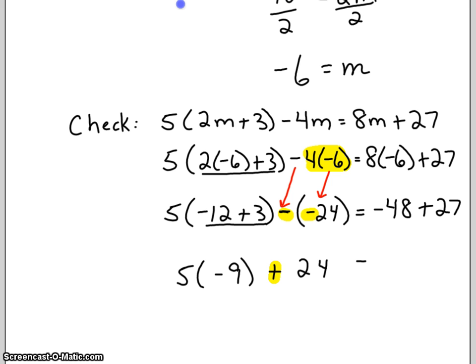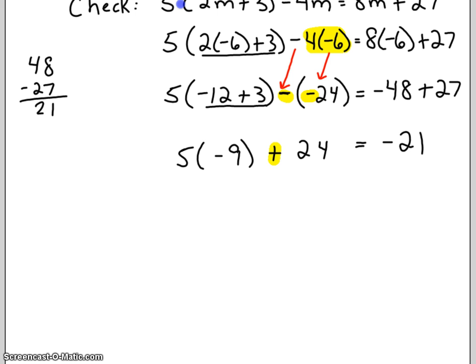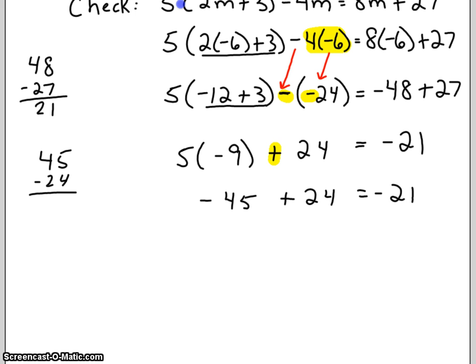Now over here, let's figure out what negative 48 plus 27 is. That's like doing 48 minus 27, but the answer is going to be negative. So negative 21. Now over here, 5 times negative 9 is negative 45, and then bring down the plus 24. We have to figure out what negative 45 plus 24 is. That's like doing 45 minus 24, but our answer will be negative. So negative 21 equals negative 21. That is a true statement. That means our answer checks, and negative 6 is the solution to this problem.